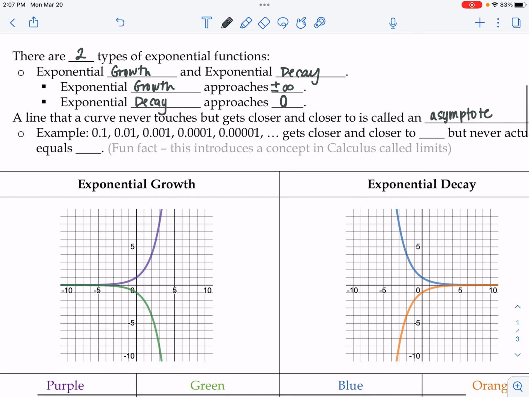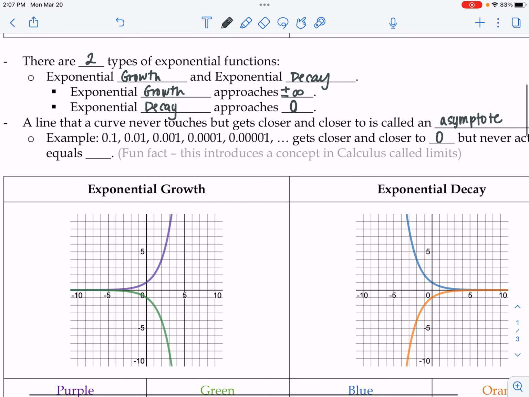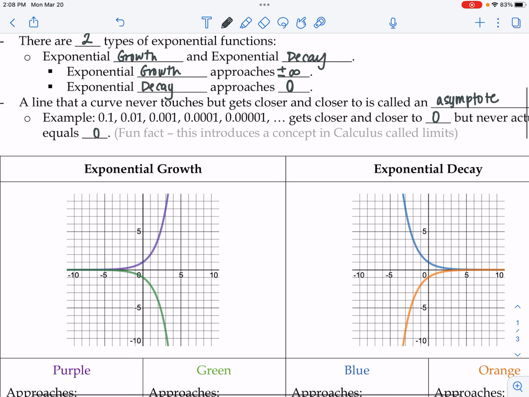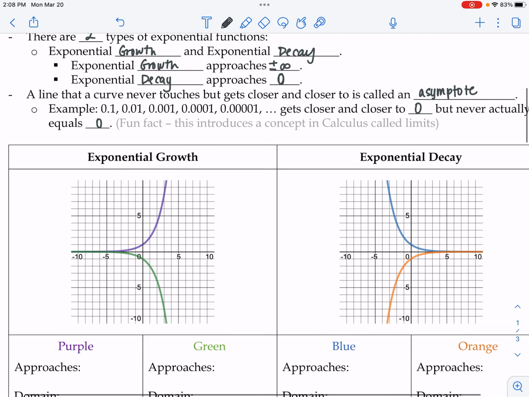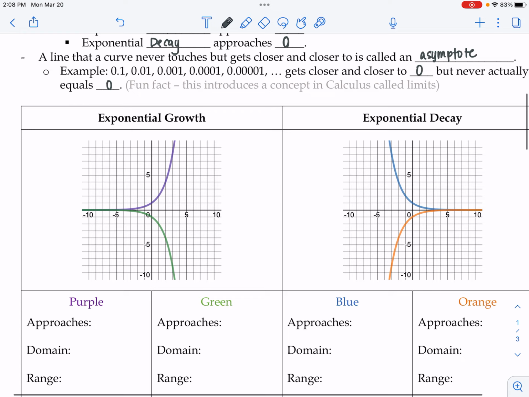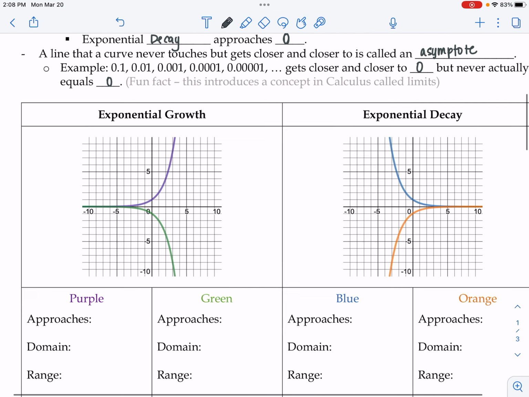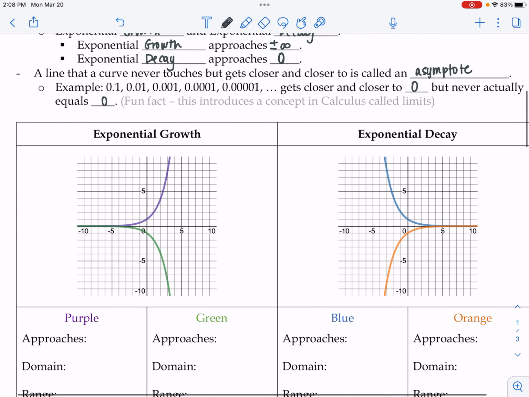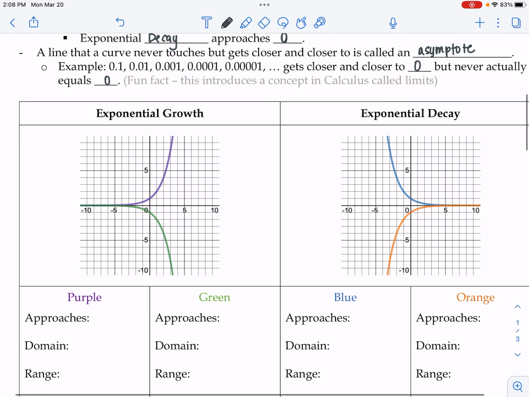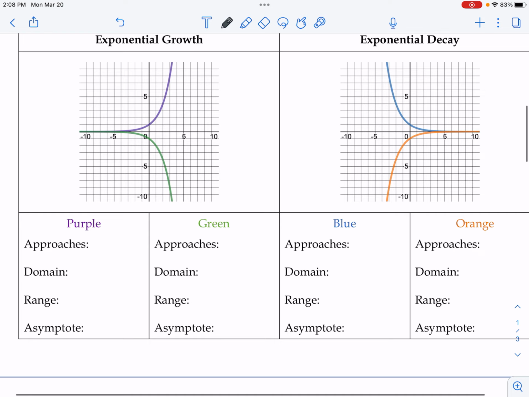So, for example, 0.1, 0.01, 0.001, that's getting closer and closer to 0, but never actually equals 0. It just gets infinitely close. This introduces a concept in calculus called limits, but it's just the idea of approaching a number but never actually equaling it. It's going to look like it, but it doesn't. And so let's look at some pictures.